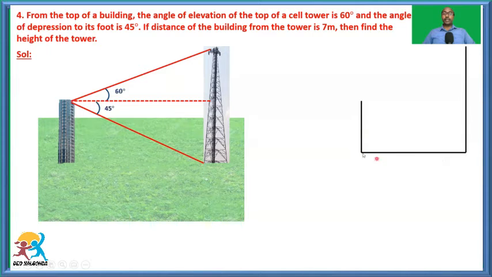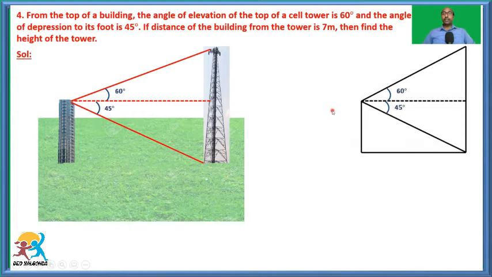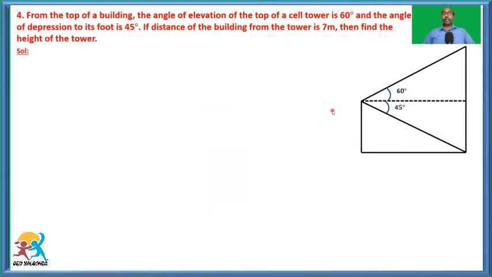So here it's base, and first one is building, second one is cell tower. So this is a horizontal line. Now the angle of elevation from the top of the building is 60 degrees, and the angle of depression from the top of the building is 45 degrees. Okay. Now the question is, what is the height of the tower?